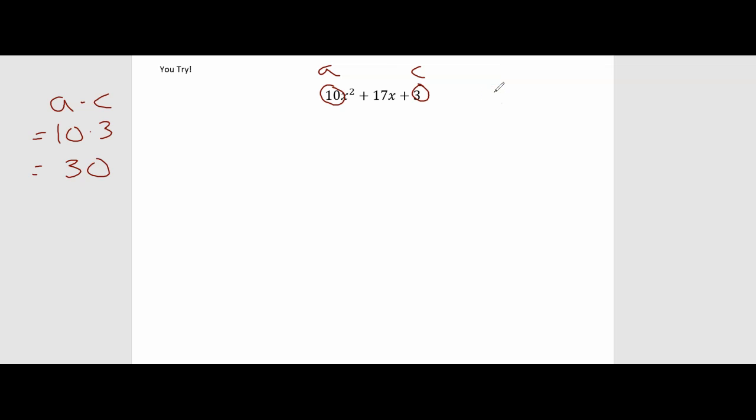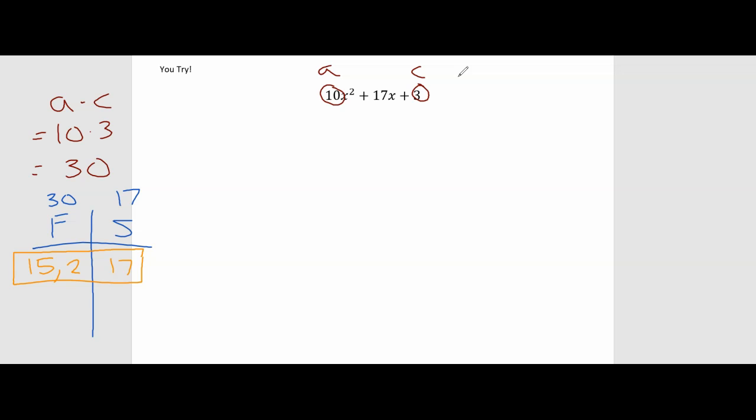Now, we're going to find factors of AC, so factors of 30, that sum to B, so that sum to 17. So factors of 30, 15 and 2. And you know what? We got it the first time. So there's no need to write down any more factors because we chose the right ones the first time.